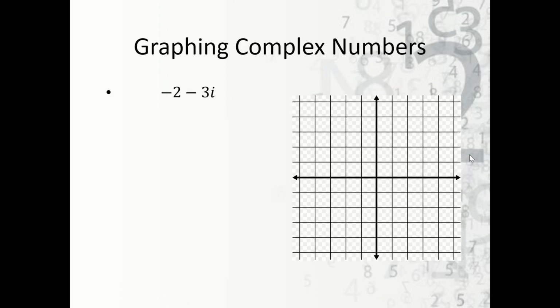So if we were to graph -2 minus 3i, well, first we need to pick out what our real number is. Our real number is -2. And our imaginary number is -3i. So now we're going to plot this.